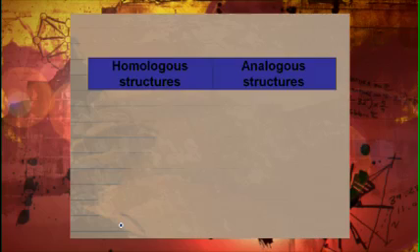Other evidence must exist for evolution, and so we're going to now spend a little bit of time looking at other compelling evidence that supports the theory of evolution. One thing that we can look at is the idea of homologous structures and analogous structures. And what do we mean by this?